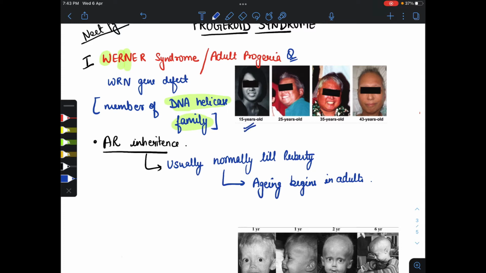As in this image, till 15 years old the person looks normal, but after puberty the person suddenly becomes aged, like a 25-year-old person with gray hair who looks like an old person. What are the clinical features, how can we identify it? The person has graying of hair, type 2 diabetes mellitus, cataract, and also cancers. All these features are seen in Werner syndrome: graying of hair, type 2 diabetes mellitus, cataract and cancers.